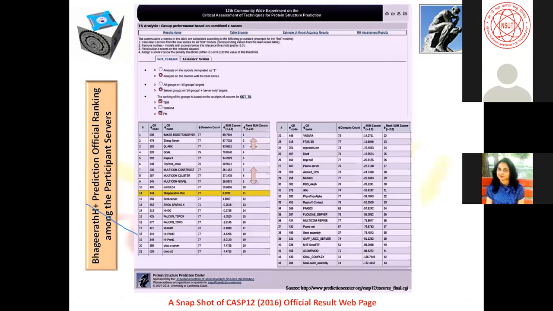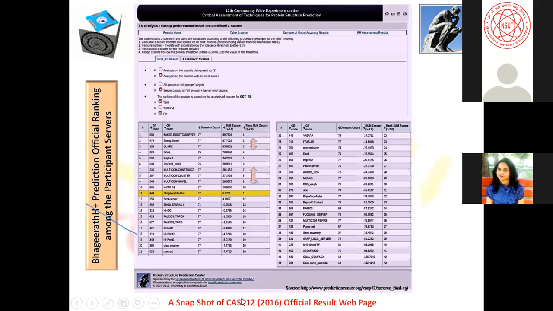Now, how good is this method? Well, there is a competition called CASP. CASP is a world competition, critical assessment of structure prediction, right? And this is held once in 2 years, and a lot of servers participate from all over the world. And from India, of course, there is only Bhagirath. Nobody else is participating, right.